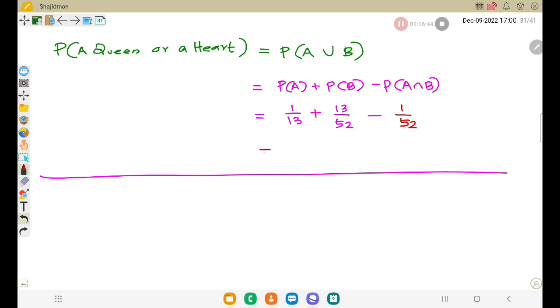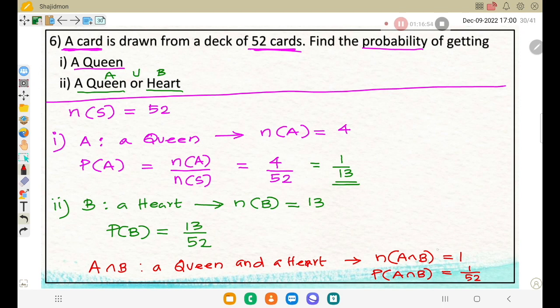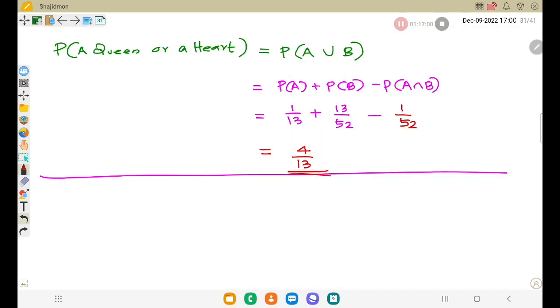Okay, now you can check the answer by calculator. You will get 4 divided by 13. Hope you understood that one. Here, see the picture of the cards. You can see queen and heart, only one card. Queen symbol and heart symbol, only one card. So 1 divided by 52 for A intersection B. So you will get 4 divided by 13. This is the idea of that question.